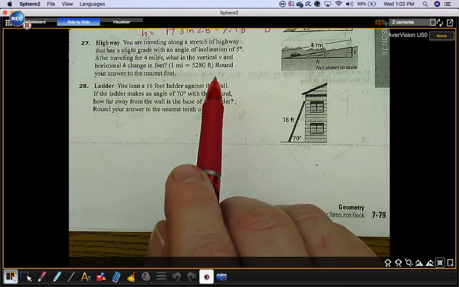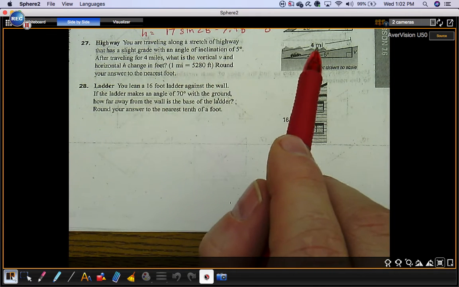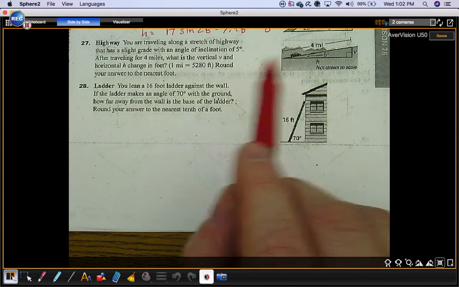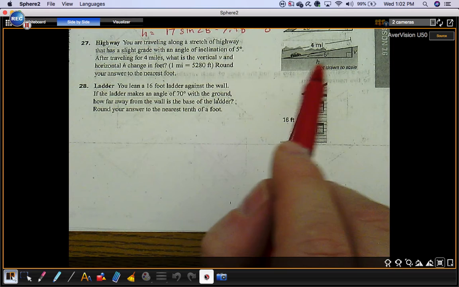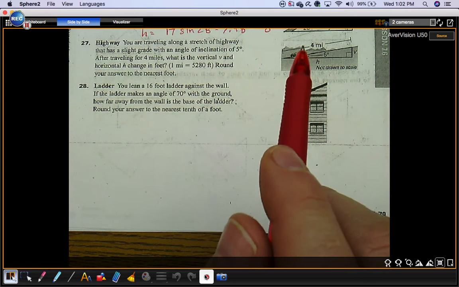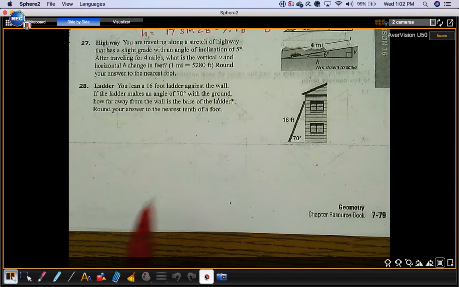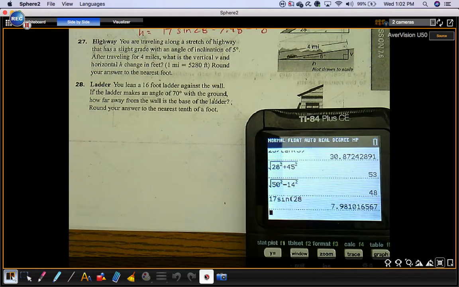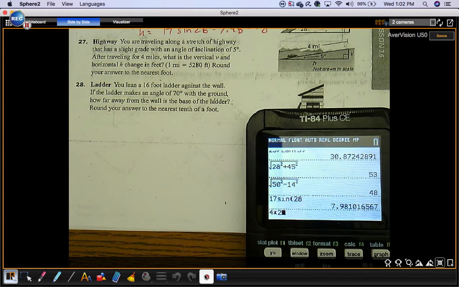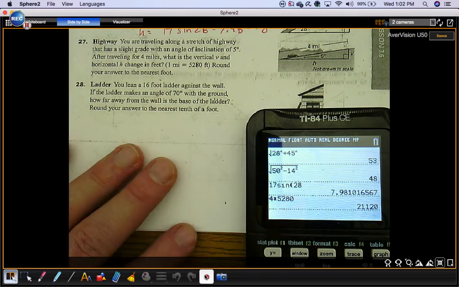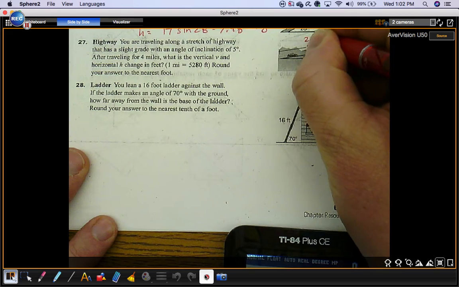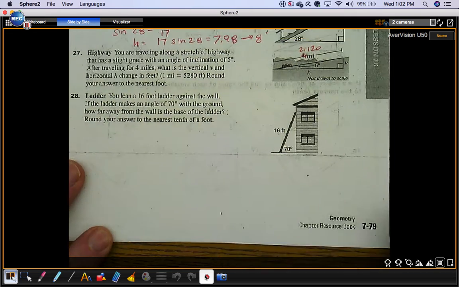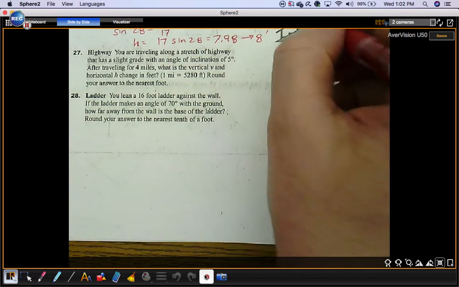So they give you this dimension in miles, but then they want the answer in feet. Well, what you could do is convert after, or you could just change this 4 miles into feet. You could just multiply this guy by 5280 and get a number in feet, and then calculate these, and they'll automatically be in feet. Maybe that's not a bad way to do it. So we'll do 4 times 5280. That gives you 21,120. So we'll use that number instead. Much bigger than the number 4, but now it's in feet.